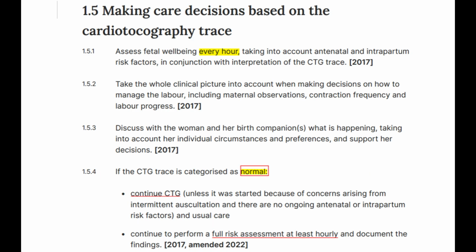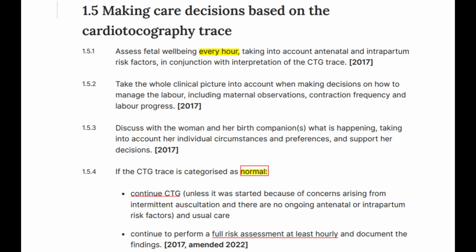Making care decisions based on the cardiotocography trace. Assess fetal well-being every hour, taking into account antenatal and intrapartum risk factors in conjunction with interpretation of the CTG trace. Take the whole clinical picture into account when making decisions on how to manage the labor, including maternal observations, contraction frequency, and labor progress.